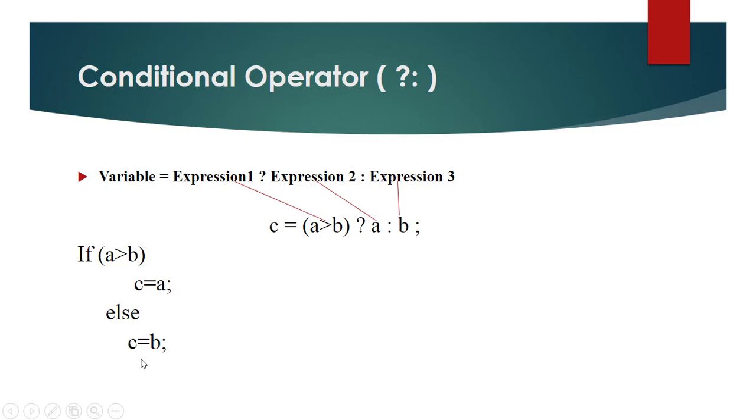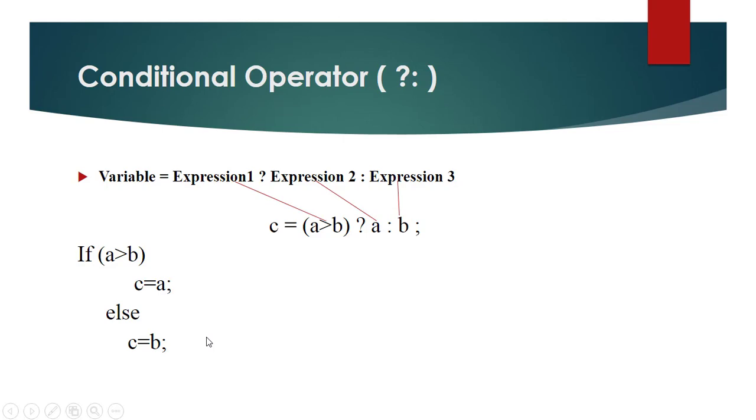Let's see this with an example. As you can see here, this operator is like an if-else statement. Check this. If A is greater than B, then C is equal to A, else C is equal to B. Done. Here we have the conditional operator applied on expression 1. We apply this operator. You will check this: if A is greater than B, then C would be equal to A, else it would be equal to B.